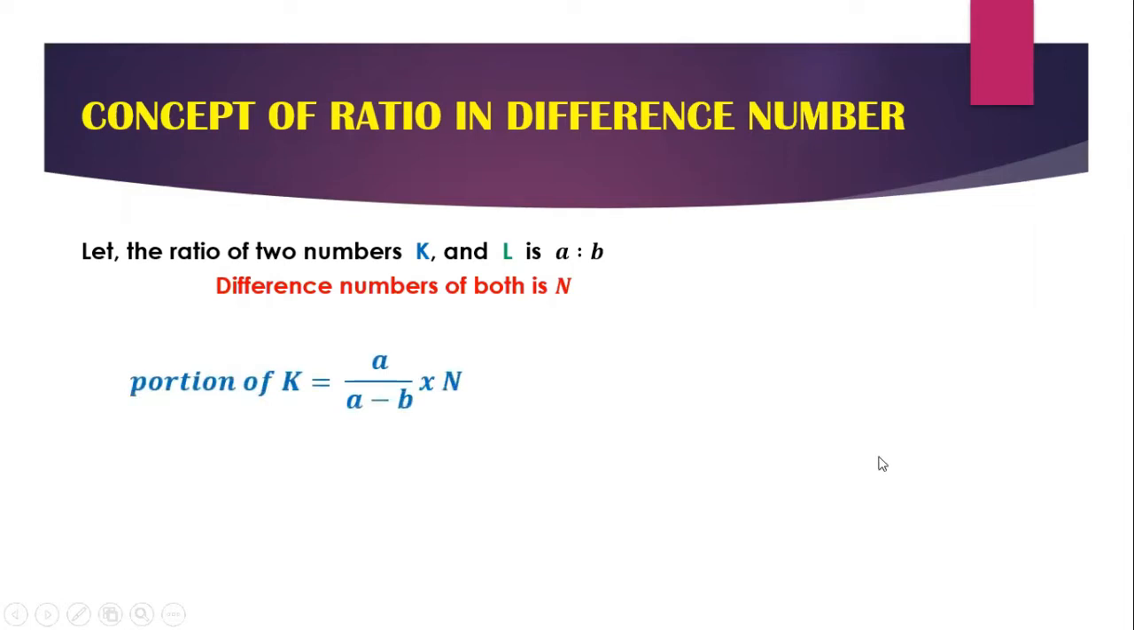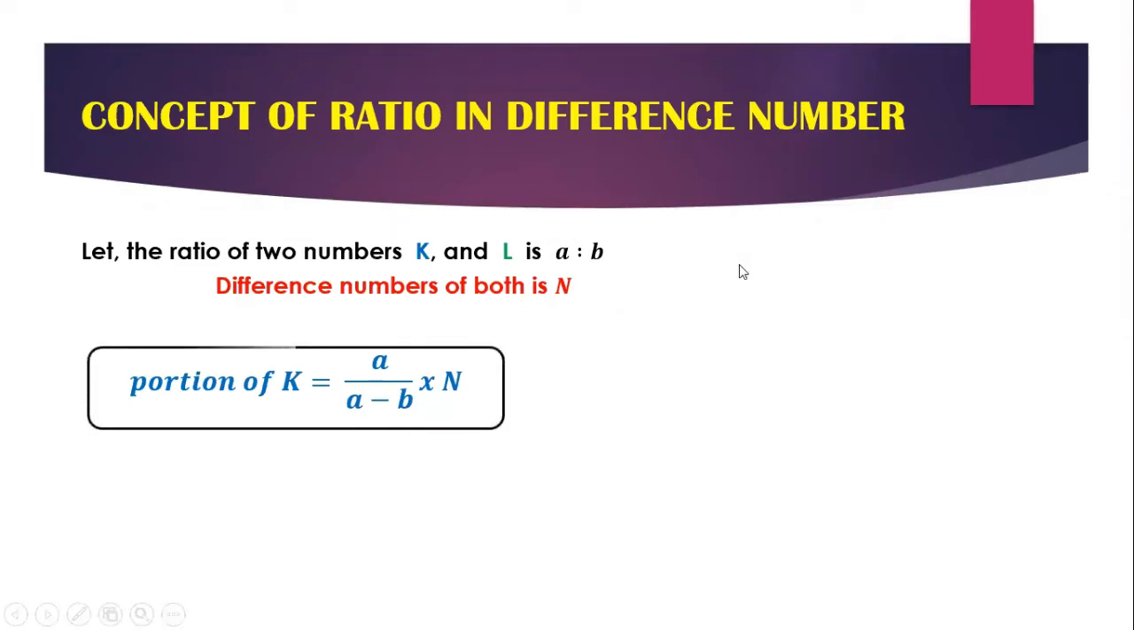So the portion of K is A over A minus B, or B minus A. So the portion of K for the difference number is A over A minus B times N. Okay, now what about L?